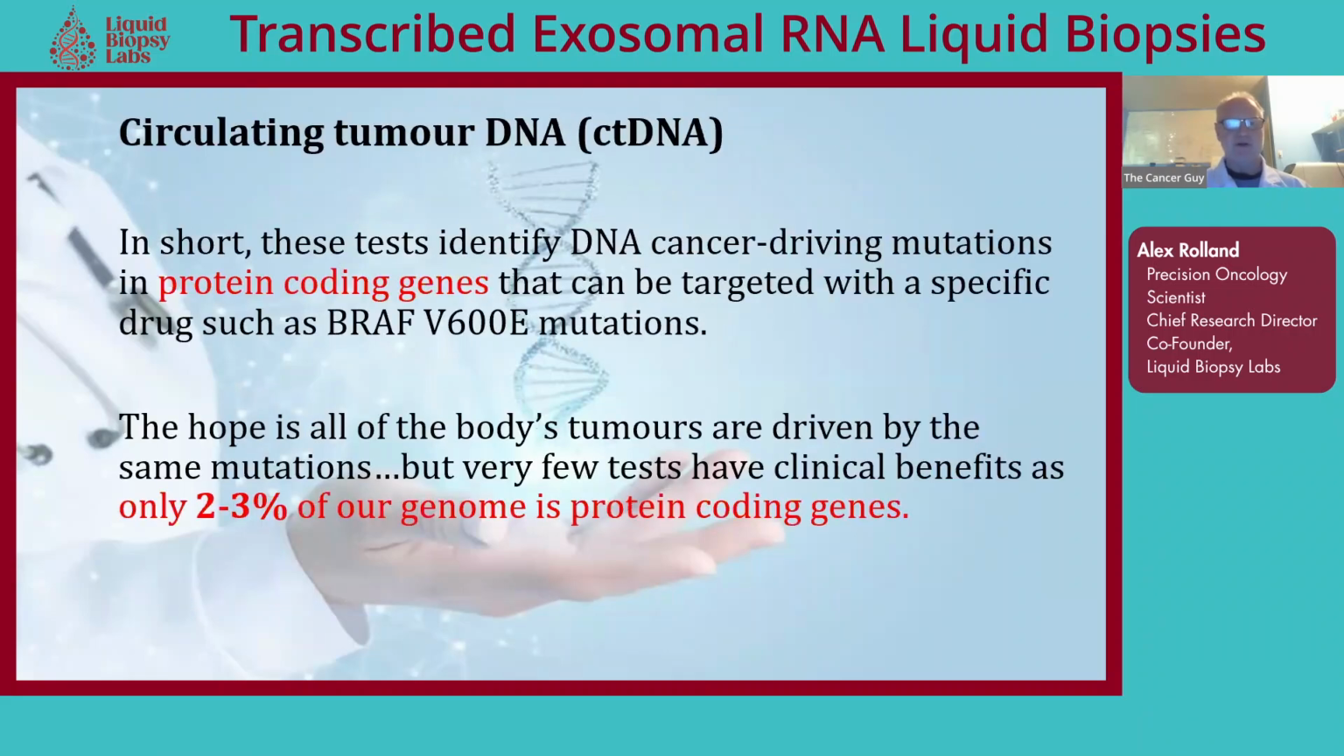So, problem with circulating tumor cells. In short, these tests identify DNA cancer-driving mutations in protein-coding genes that can be targeted with a specific drug such as BRAF V600E mutations and dabrafenib. That's the drug that targets this mutation. The hope is all of the body's tumors are driven by the same mutation, but very few tests have clinical benefits as only 2 to 3% of our genome is actually protein coding. So a small amount of tumors are driven by unique mutations such as BRAF V600E.